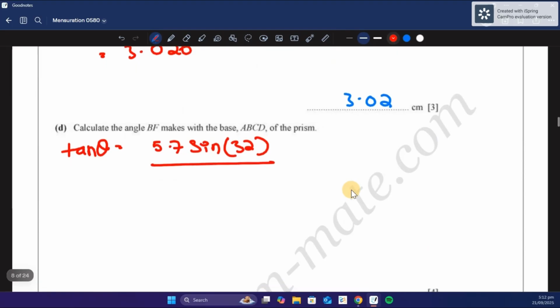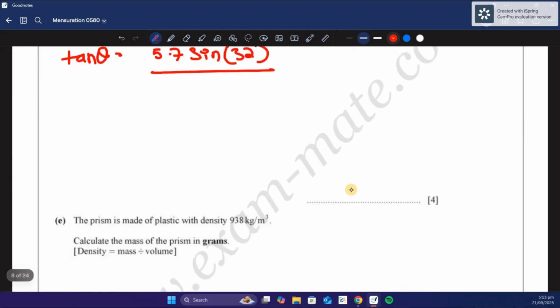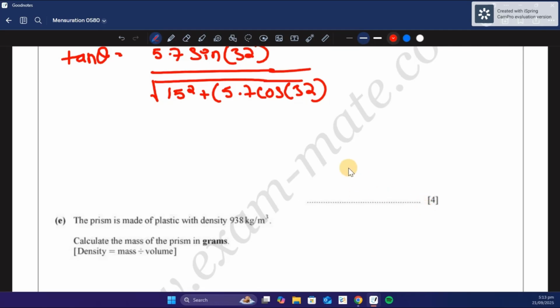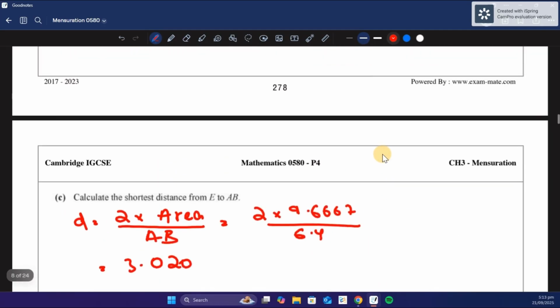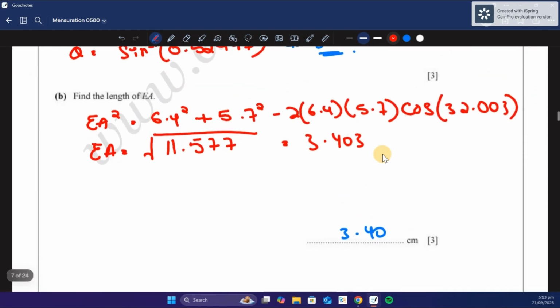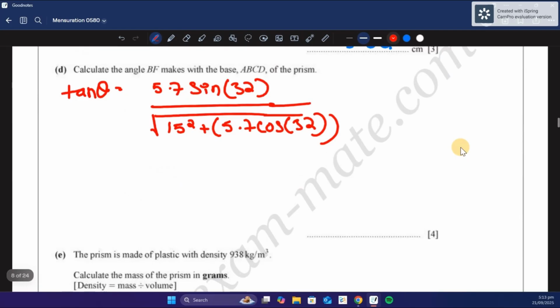Okay, root 15 squared plus 5.7 cos 32. This is the cosine rule that we used above. Alright, here, this part. That should give us a theta of 10.8.